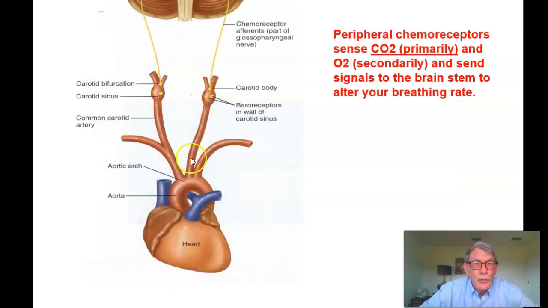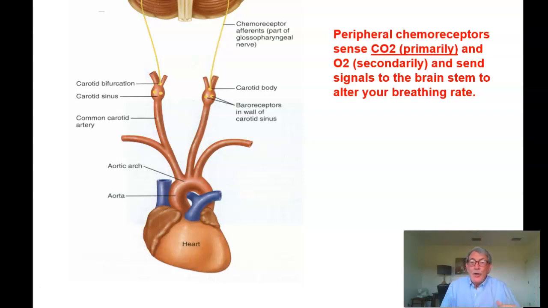Your peripheral chemoreceptors are located in the carotid bifurcation here. There are some in the aortic arch, but primarily these are located in the carotid sinus up here, where you get the split from the internal to external carotids. And these also mainly respond to CO2, but if oxygen gets low enough, they'll respond to that too. So peripheral can do both. First of all, CO2, but secondarily, PO2.